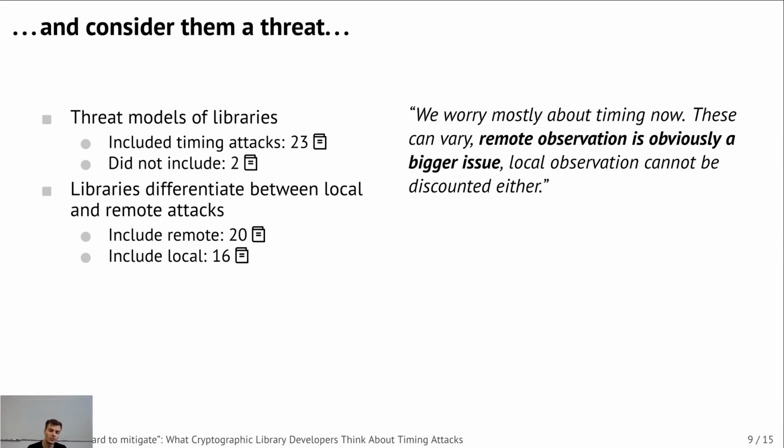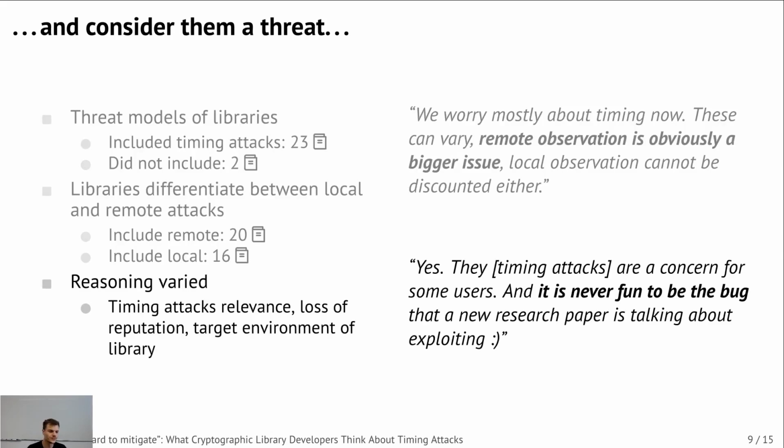However, these libraries often differentiated between local and remote attacks, with 20 including remote attacks and 16 including local. Specifically, they differentiated using wording like "remote observation is obviously a bigger issue." They gave a larger priority to remote timing attacks, things that are exploitable over the network, and they gave less priority to local attacks where you really need the cache access or very high precision timings.